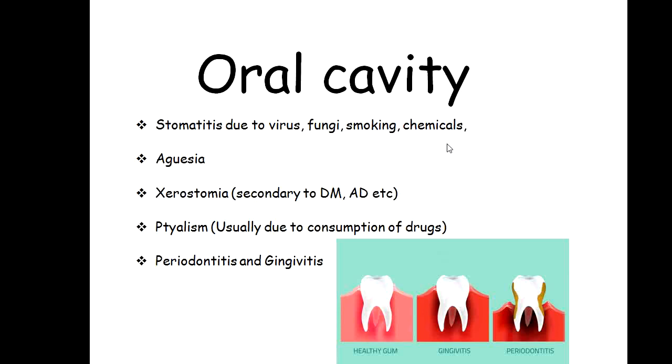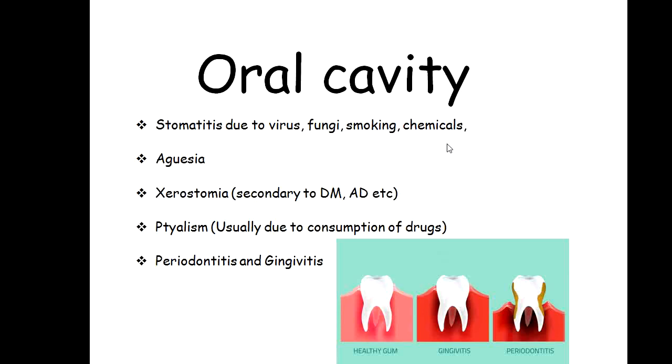The fourth one is ptyalism. Ptyalism is the excessive secretion of saliva, or hypersalivation, that is called ptyalism. The P is silent over here. Usually, this is due to consumption of drugs. Due to consumption of some psychotic drugs, or antipsychotic drugs, which alter the physiology of the brain, that may cause the excessive salivation.